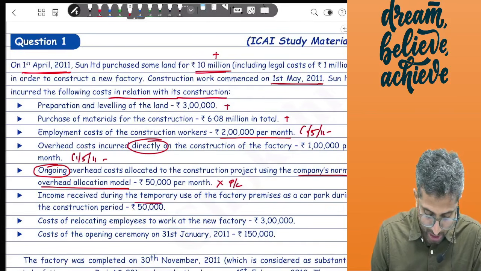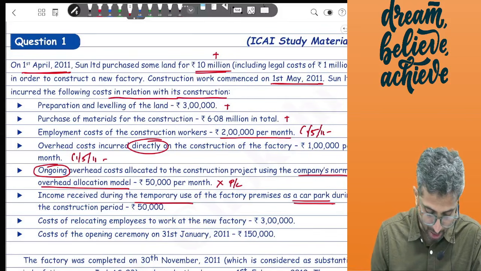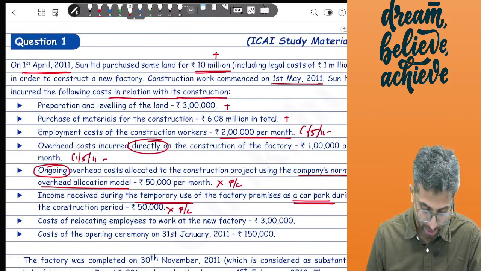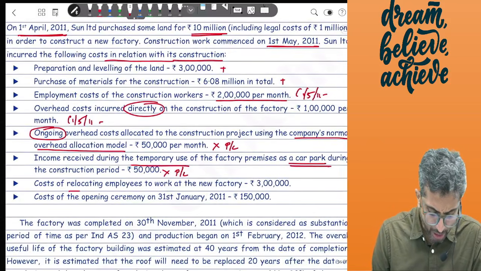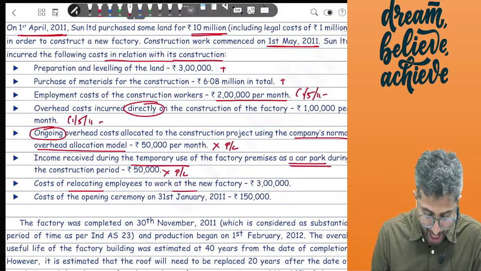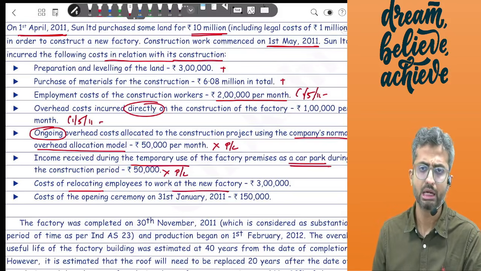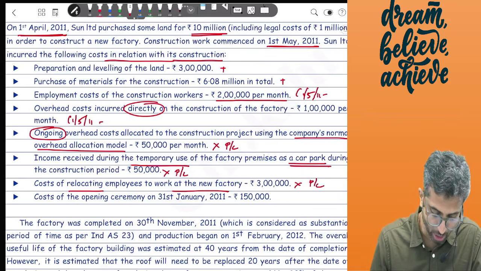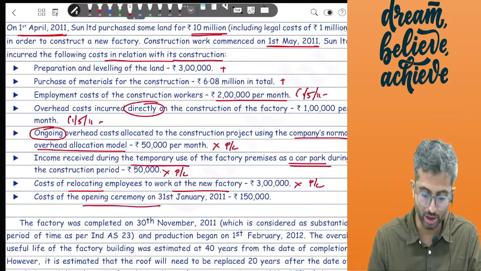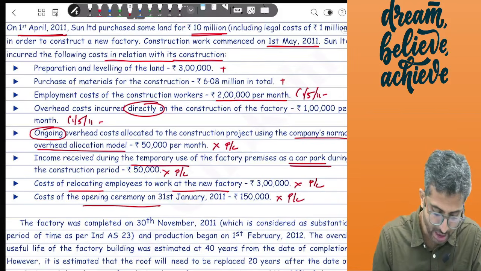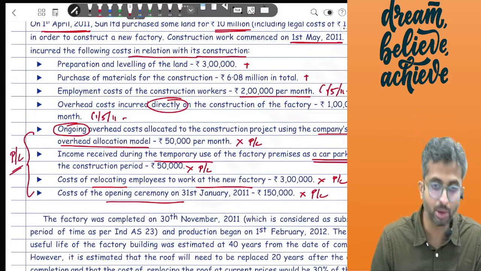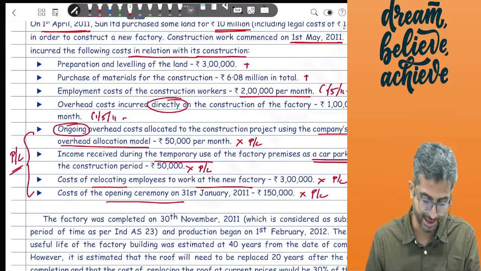Second, income received during temporary use of the factory premises as car parking during the construction period. This will also be taken to the profit and loss account. This will not be capitalized but be taken to the profit and loss account. Cost of relocating employees to work at the new factory. Remember, relocation cost is one of those items which is not treated as directly attributable, and hence this will also be taken to the profit and loss. And the cost of opening ceremony like inauguration expenses will also be taken to the profit and loss. So basically these last 4 items, maybe incomes or expenses, are to be taken to the P&L and will not affect the cost of the asset.